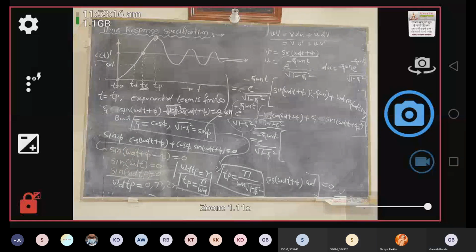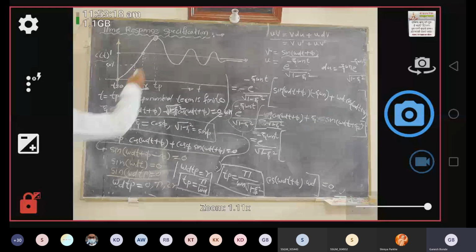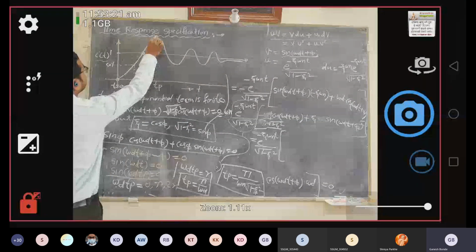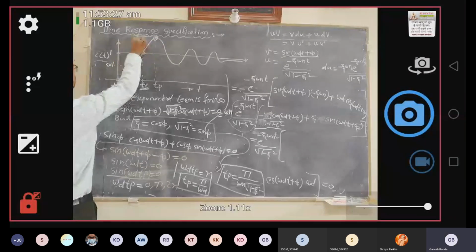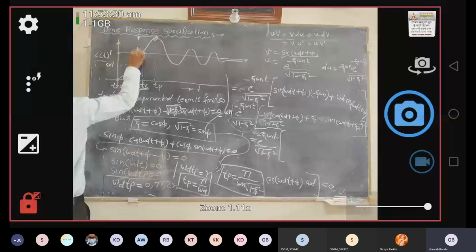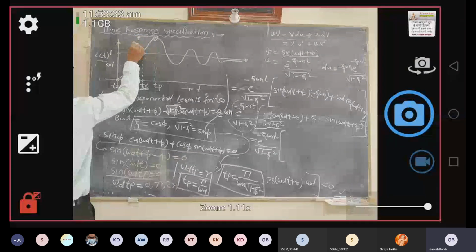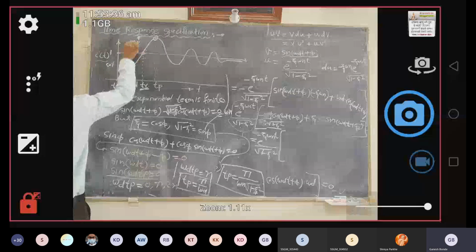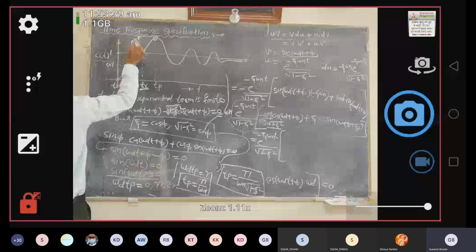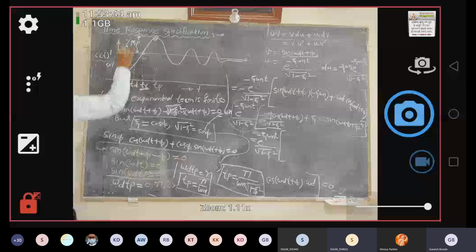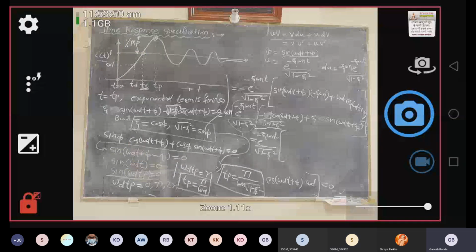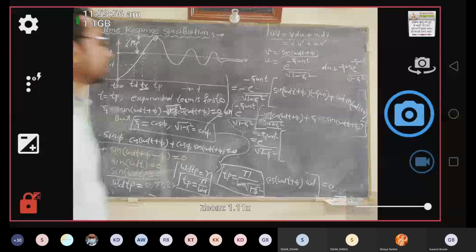So peak overshoot is denoted by MP. Whatever is your first peak and your 100% of output is this. Therefore the normalized difference between 100% output and the first peak is denoted by MP. So this difference is called MP. Sometimes it may be expressed in percent, percent MP. So this is your third time response specification, that is peak overshoot, and it is denoted by MP.